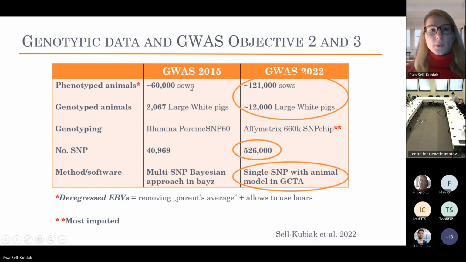And in both GWASs, I also used sires, not only the sows. The reason was that very few animals were genotyped. Well, very few. Now we know it's very few, but back then it was quite a huge study. So the boars were also included, and I wanted to repeat it in this study to make sure that the results really overlap.